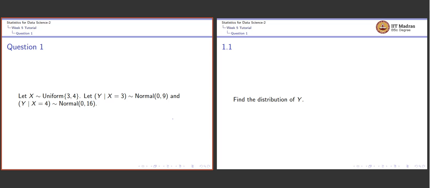So here if you see, y given x equals 3 is normal 0, 9, right? So here this is mu equals 0, and this is sigma square equals 9. Similarly here this is mu and this is sigma square. So given the uniform distribution of x, the value of y is normal. When x takes value 3, then the distribution y given x equals 3 is a normal 0, 9, and when x equals 4, then y given x equals 4 is a normal distribution 0, 16. So we have to answer this question: find the distribution of y.